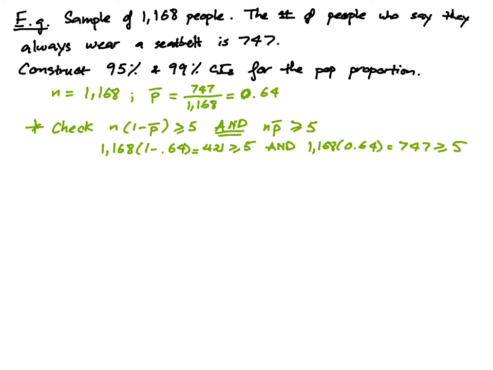Now let's go ahead and apply the formula. The formula is p bar plus or minus z sub alpha over 2 times the square root of p bar times 1 minus p bar divided by n.